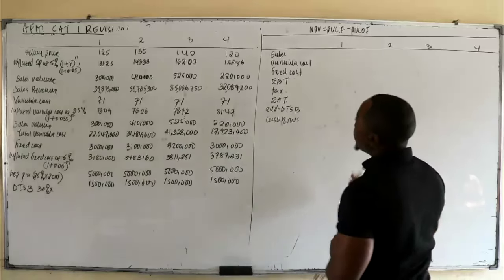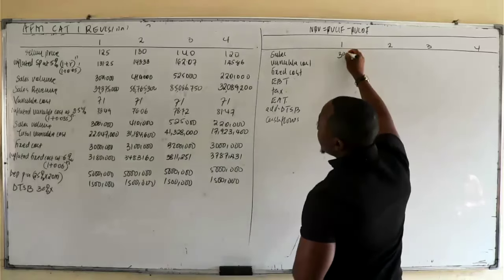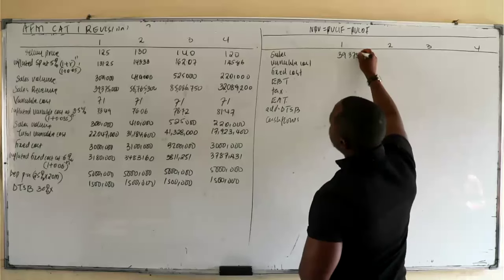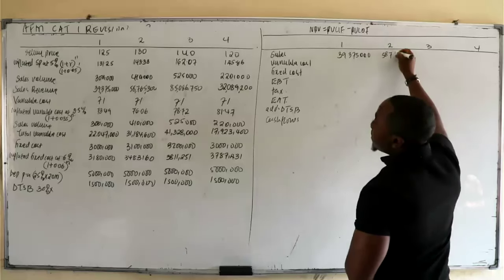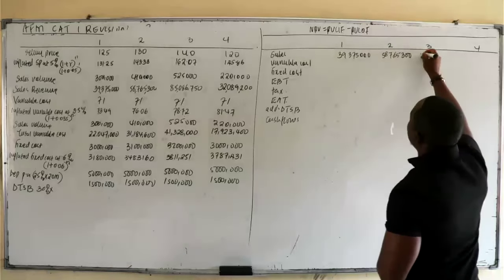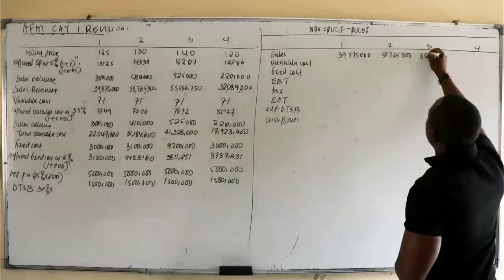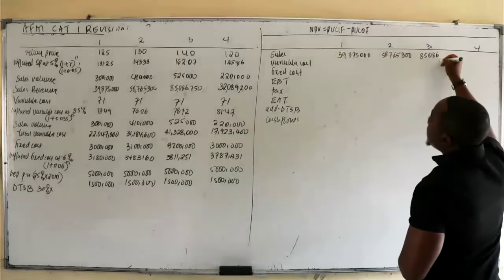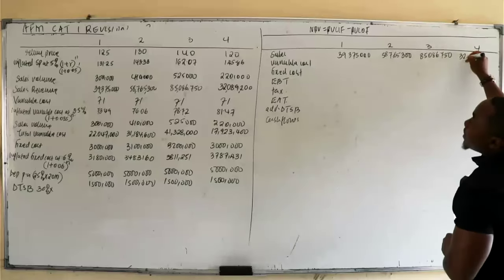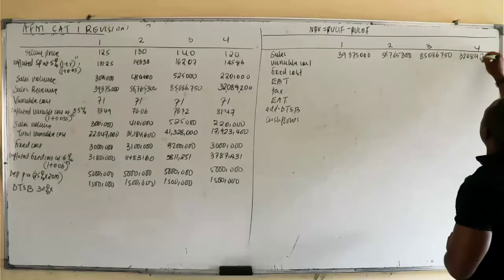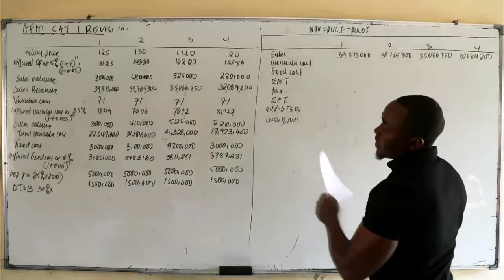We have the sales revenue. This was 39,375,000. I had 58,765,300. Here we have 85,086,750. This is 32,089,200. Then we have the variable cost.